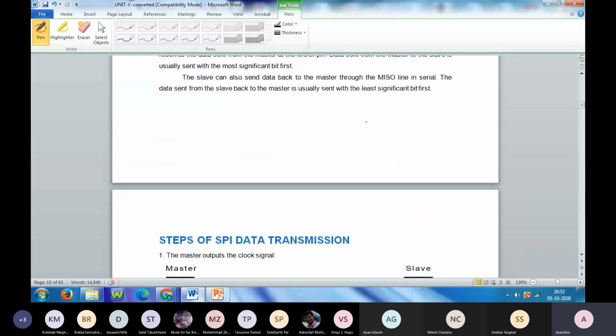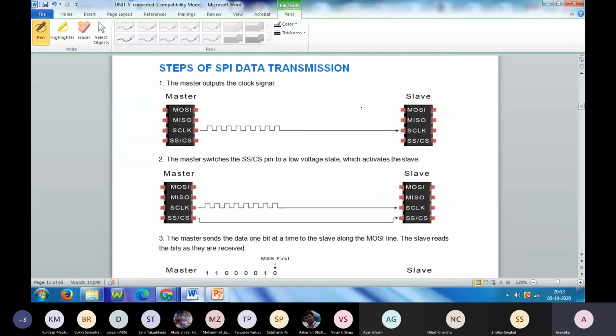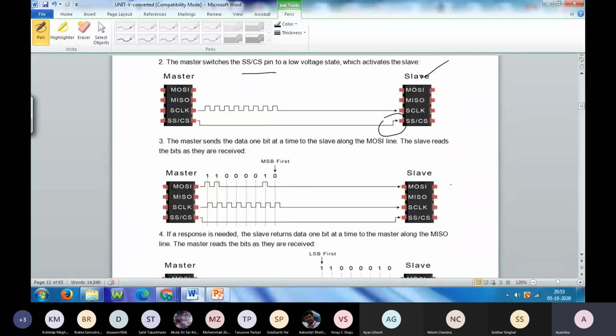So MOSI and MISO you have understood, I think. So these are the steps. The master first outputs the clock signal, because you have seen that this is clock synchronized. So this clock is going, and the master switches the chip select or slave select pin. Based on that, if this is high, that indicates that the master is trying to communicate with a particular slave: slave 0, slave 1, slave 2, whatever it may be. And then you are sending the data frame.